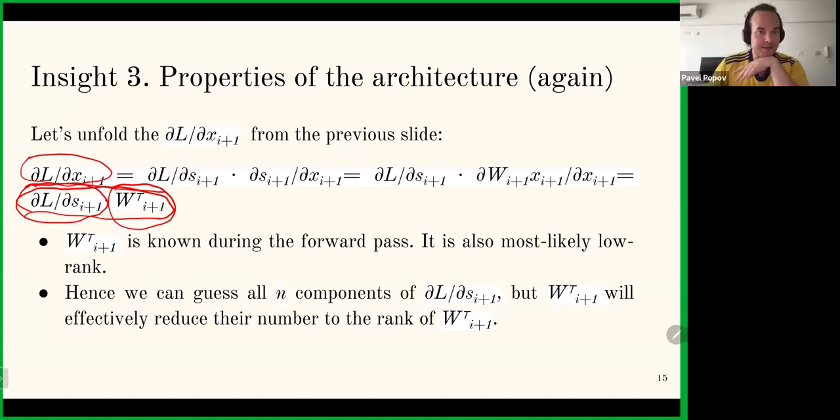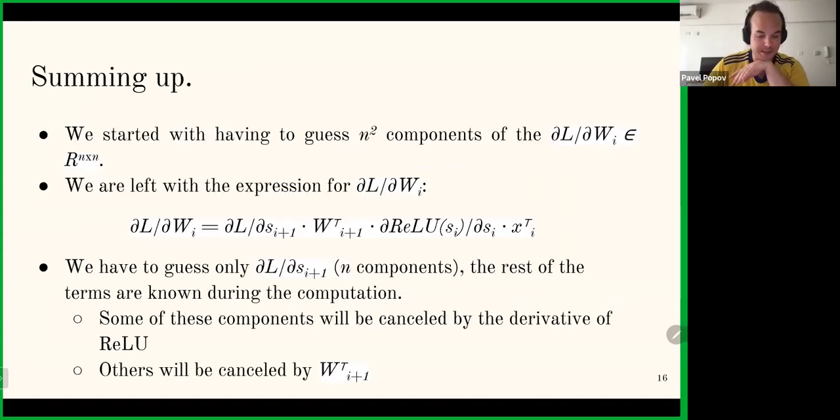Anyway, so they reason that since this W transposed is low rank, the guesses we make on the first term and the other terms will effectively become fewer guesses, and again fewer dimensions and better cosine similarity. Let's sum up what they did. They expanded the gradient, and they did it in 3 steps. They start with this, then this, then this.